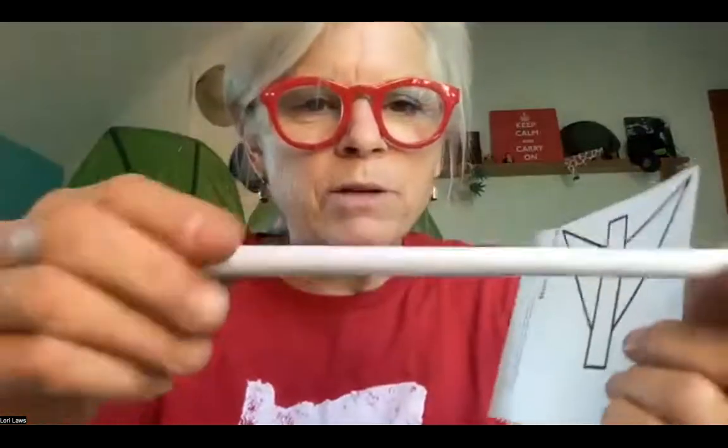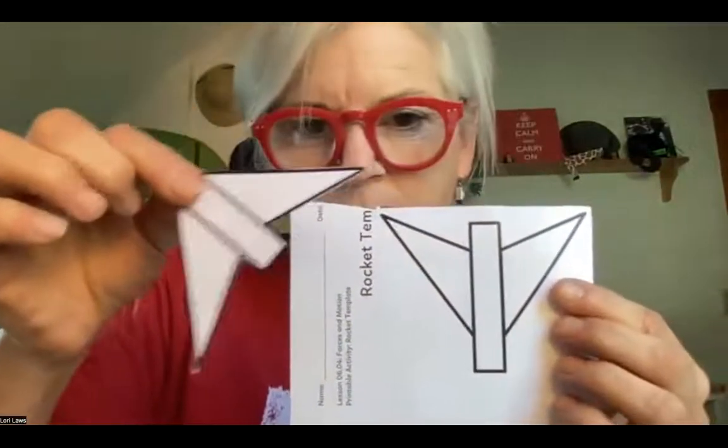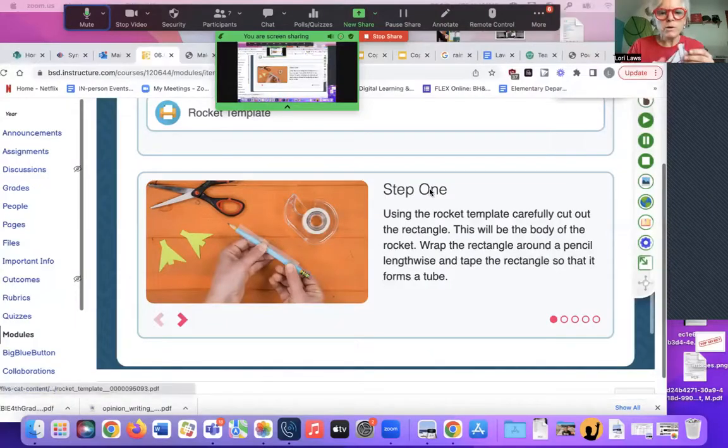Okay, so now we've wrapped our paper around our pencil, and step 2, cut out the fins. So we're cutting out the fins. We got 2 of those to get cut out. Nice. I'm going to make another one and resume the recording. We're going on to step 3.